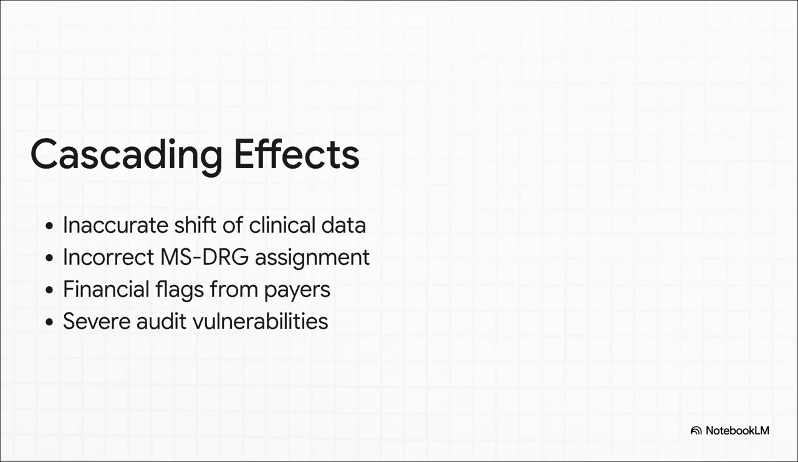If you missequence a primary and a secondary site, or if you accidentally leave an active cancer code on a claim for a patient who is completely in remission, the cascading effects are huge. You inaccurately shift the facility's clinical data, which triggers an incorrect MS-DRG assignment. That leads to immediate financial line item flags from payers who are definitely going to spot the discrepancy. Ultimately, it creates severe audit vulnerabilities for your hospital.